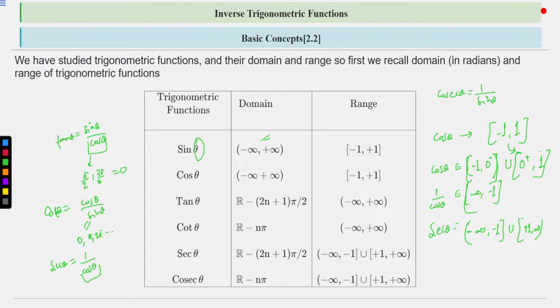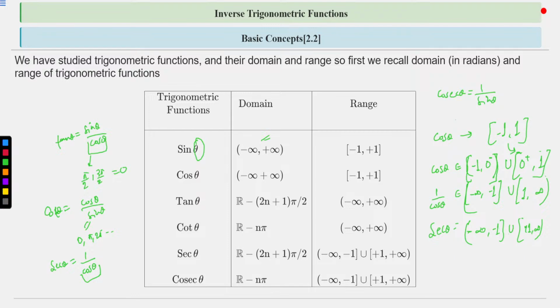Got it? Clear? Union 1 by 1 is again 1, and 1 by 0 plus is basically infinity, like that. Clear? So you can say that the range of sec theta will be from minus infinity to -1 union 1 to infinity.